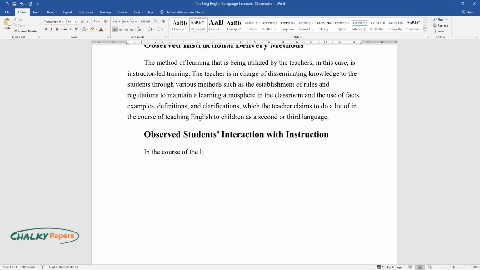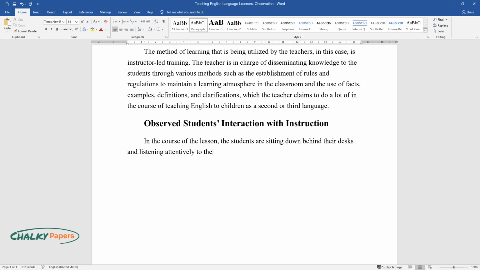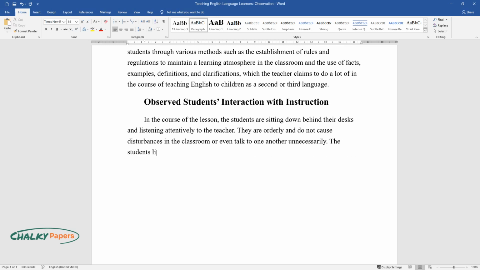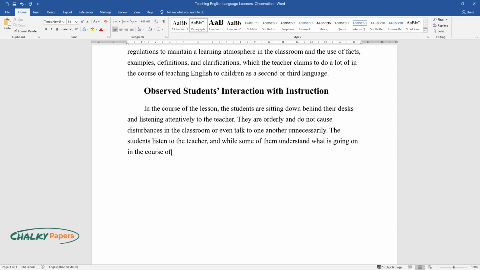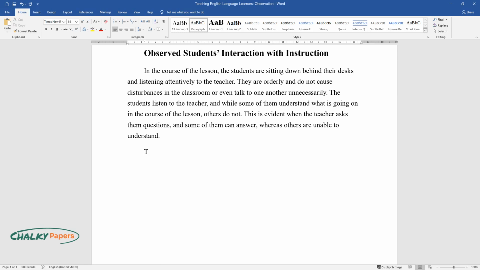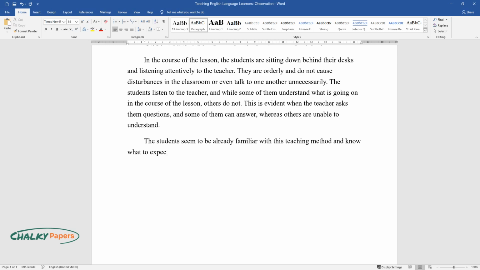In the course of the lesson, the students are sitting down behind their desks and listening attentively to the teacher. They are orderly and do not cause disturbances in the classroom or even talk to one another unnecessarily. The students listen to the teacher, and while some of them understand what is going on in the course of the lesson, others do not. This is evident when the teacher asks them questions, and some of them can answer, whereas others are unable to understand. The students seem to be already familiar with this teaching method and know what to expect from the teacher besides what is expected of them while in the classroom.